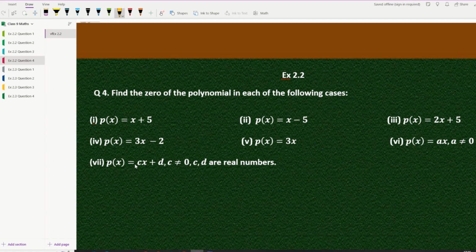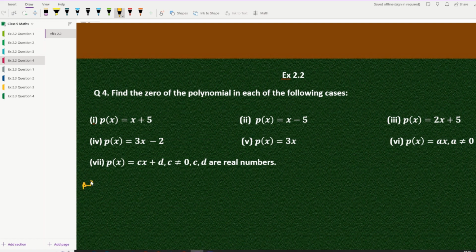In today's video lecture, we will be understanding question number 4, that is the last question of exercise 2.2. The chapter name is Polynomials. So let us see what this question is asking from us. The question says, find the zero of the polynomial in each of the following cases.